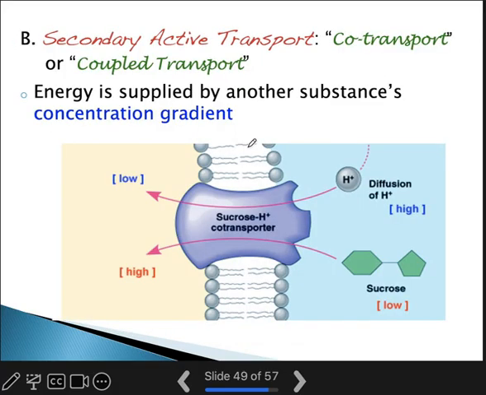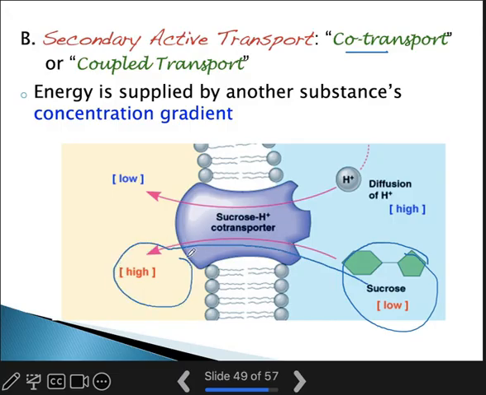So last but not least, we have secondary active transport. This is also referred to as co-transport. It does force the movement of a particle up its concentration gradient. So we're going to see in this case, we're moving sugar from a low concentration across the membrane to a high concentration. So this is active transport. I don't see any ATP, so it's not primary.